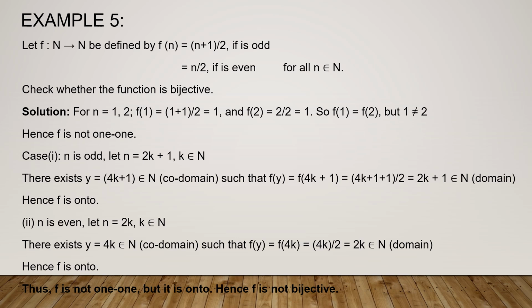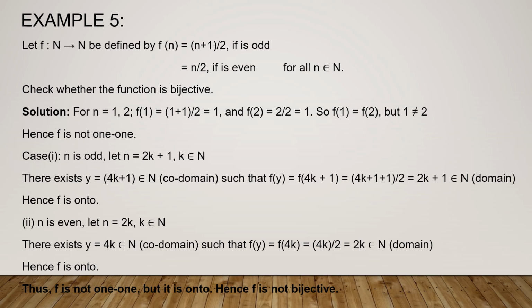Then what will f of y be? F of y will be f of 4k plus 1. Correct? But 4k plus 1 is odd. So when the number is odd, the function is given by that number plus 1 by 2, meaning (4k plus 1) by 2. So that is equal to 2k plus 1. Obviously 2k plus 1 is our number in the domain, because in this case, in the domain, we are considering the odd numbers.